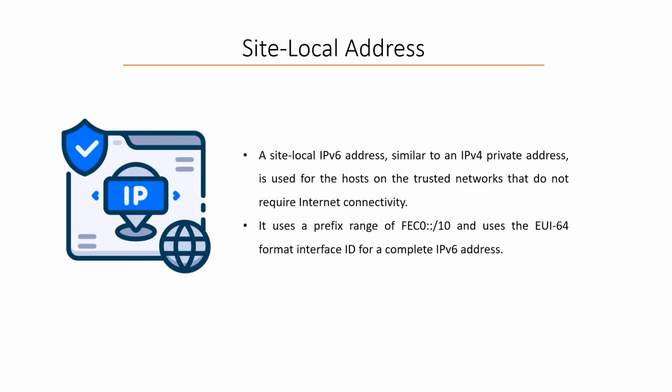Site local address. A site local IP version 6 address, similar to an IP version 4 private address, is used for hosts on trusted networks that do not require internet connectivity. It uses a prefix range of FEC0::/10 and uses the EUI-64 format interface ID for a complete IP version 6 address.